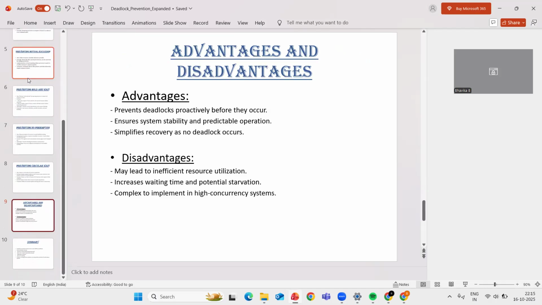Advantages and disadvantages. The main advantage of deadlock prevention is that it completely avoids the deadlock problem. It keeps the system stable, predictable, and easy to manage since no detection or recovery mechanisms are needed. However, it also has some disadvantages. It can lead to low resource utilization and longer waiting times. In systems with many processes, it can be difficult to maintain these restrictions efficiently. So, while prevention is safe, it can make the system less efficient.